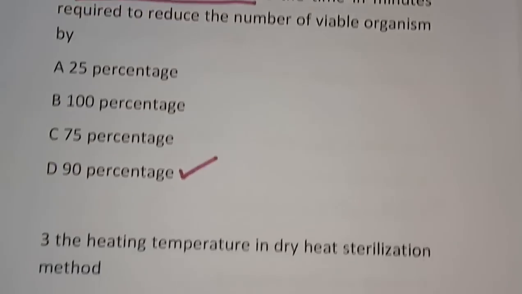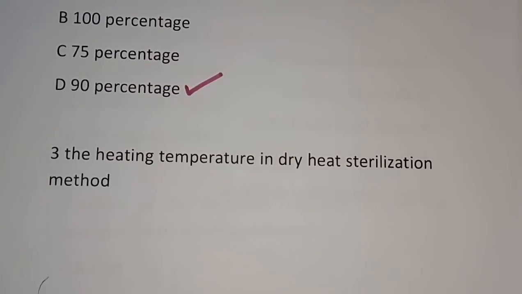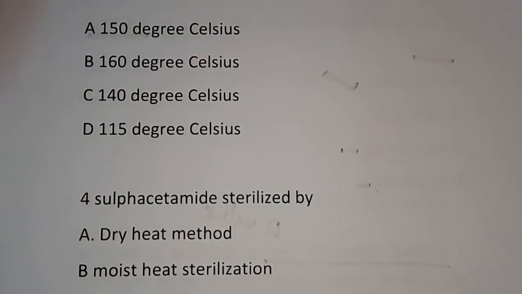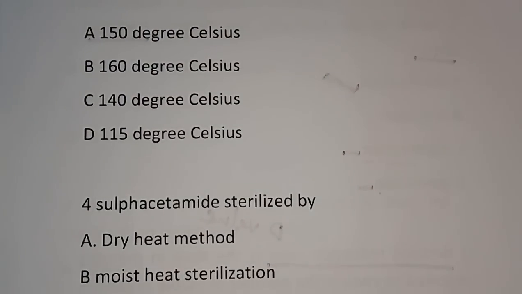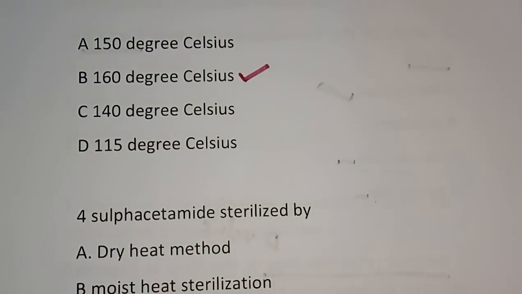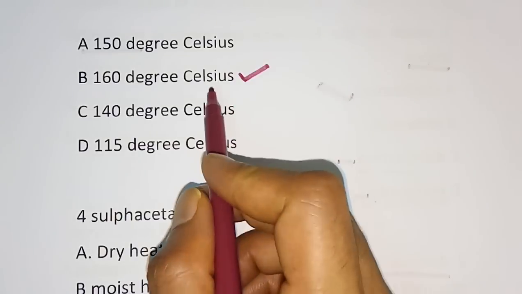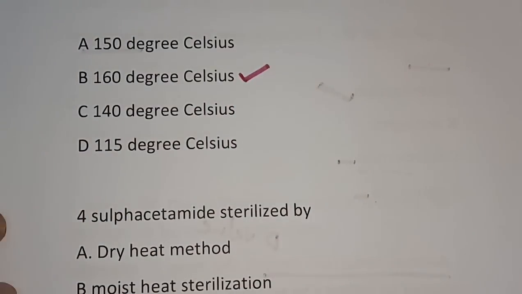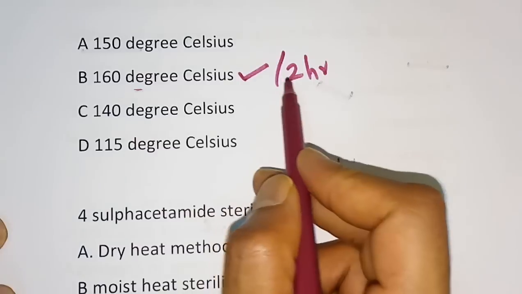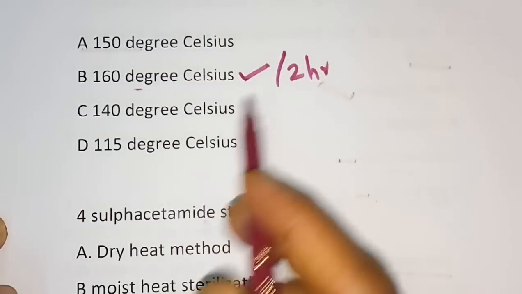Now we will move to question number 3. The heating temperature in dry heat sterilization is, options are 150 degrees Celsius, 160 degrees Celsius, 140 degrees Celsius, 115 degrees Celsius. The correct answer is option B, 160 degrees Celsius. This is the dry heat sterilization: 160 degrees Celsius for 2 hours.